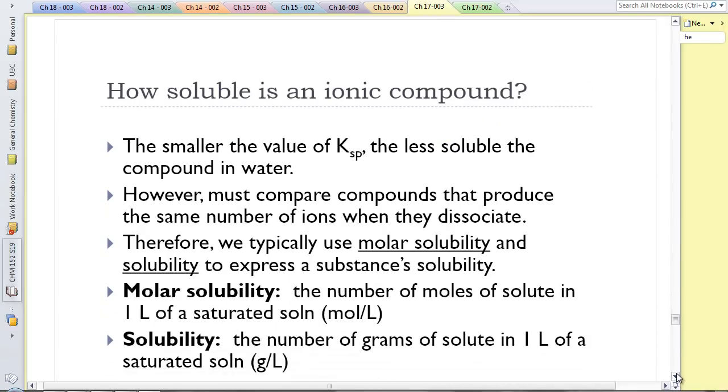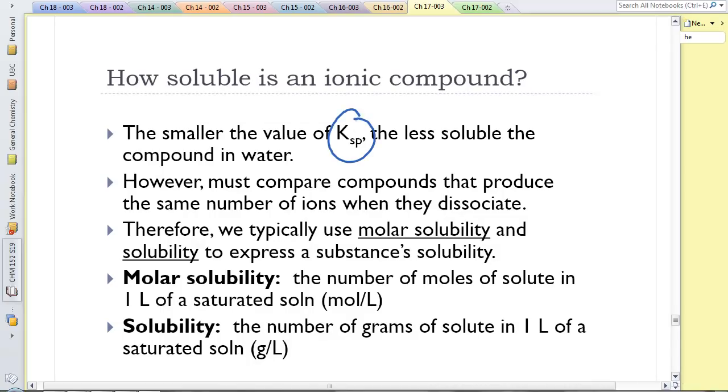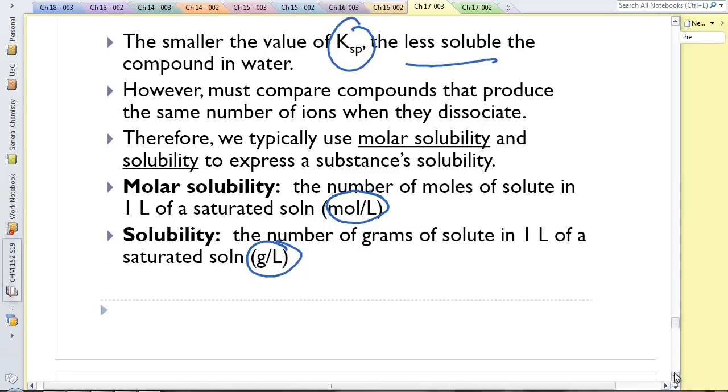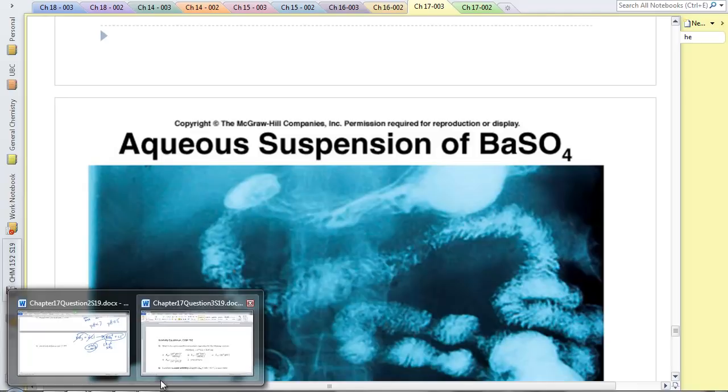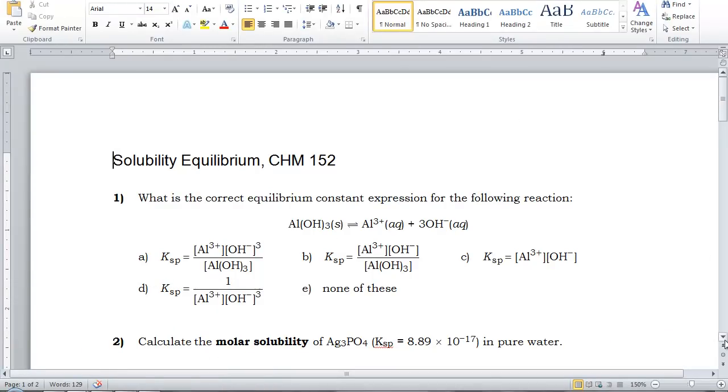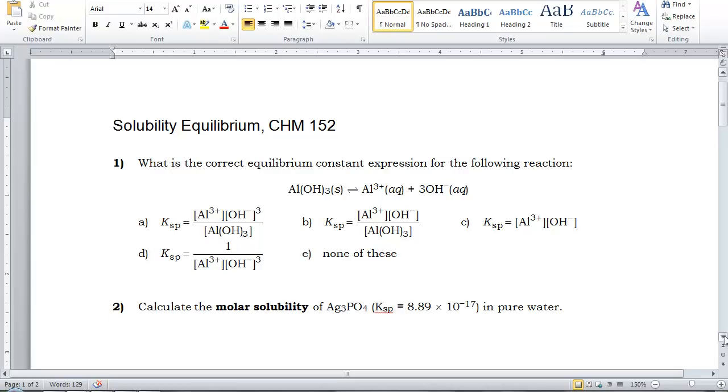So solubility, just like anything, the smaller the K value, the less it goes to products, hence the less soluble. Of the two types of solubility we're going to consider, most often we'll look at solubility in moles per liter, molar solubility. But solubility is also often expressed in grams per liter. When we solve these, it's going to be concentration. Just like Kc, Ksp is in concentration, molarity. These are applications; we'll talk about those in class. So look at the new handout that will be posted, and let's do a couple of problems, and then we will call it a day.